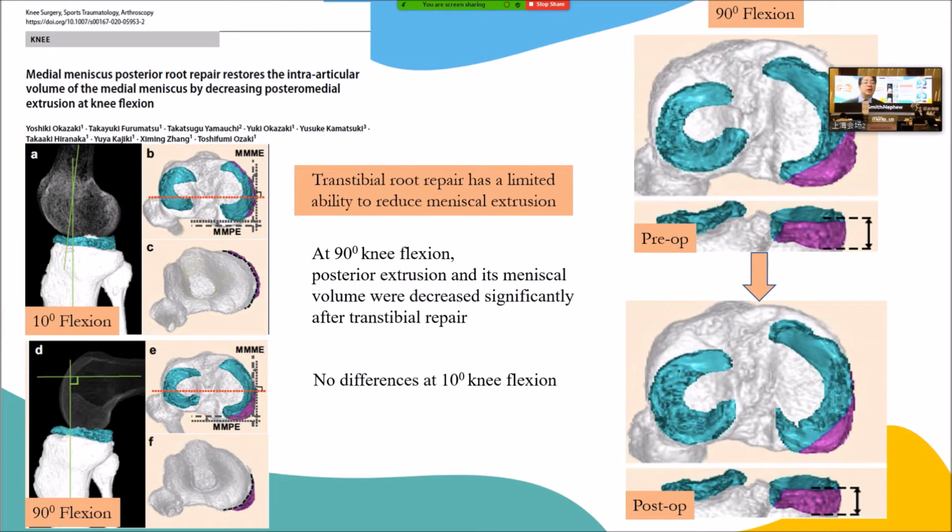So another article mentions that the meniscus posterior root repair restores the intra-articular volume of the medial meniscus by posterior meniscus extrusion reduction. Okay, and you see that when the patient bends more, the extrusion will be more, right? And that produces cartilage damage. So this transtibial root repair will limit the meniscus extrusion. Okay, especially when the patient bends more than 90 degrees, the extrusion will be more.